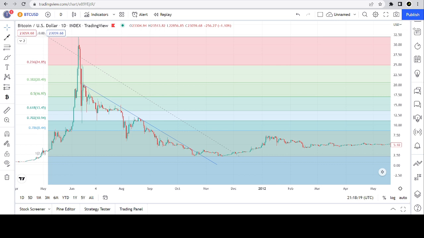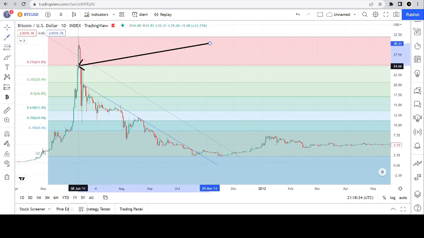So I came across an interesting observation the other day that I wanted to share with you, and I believe it could help potentially show what is happening right now on the Bitcoin chart. So this is Bitcoin all the way back in 2011. This is where I need to start to build my case.